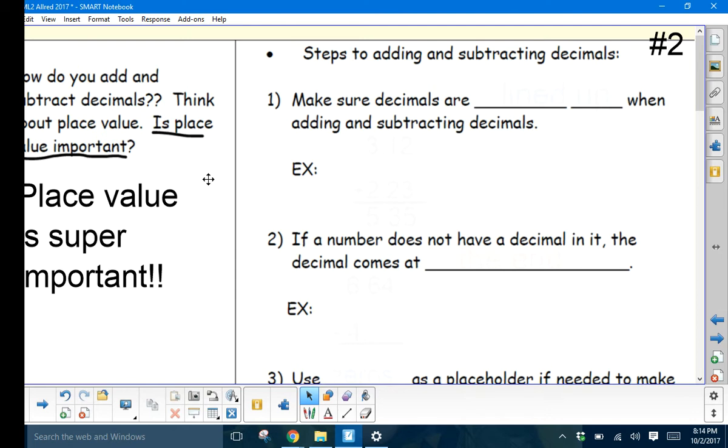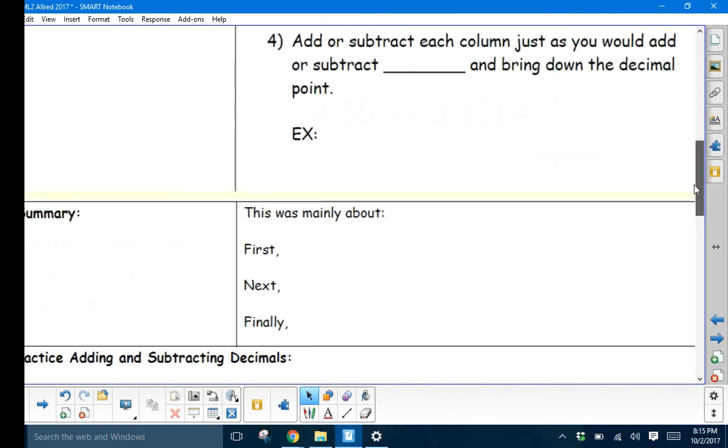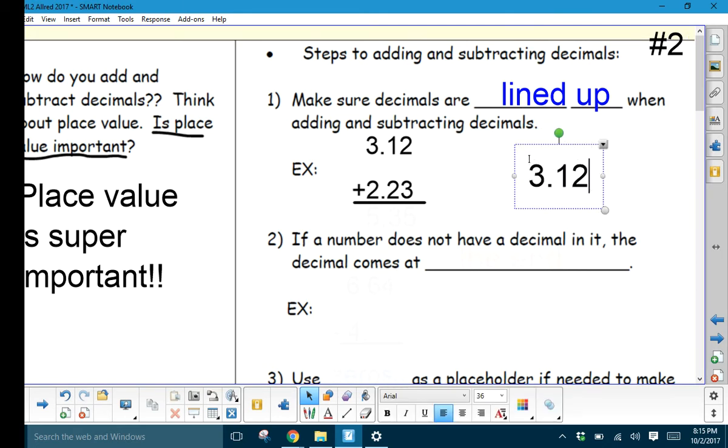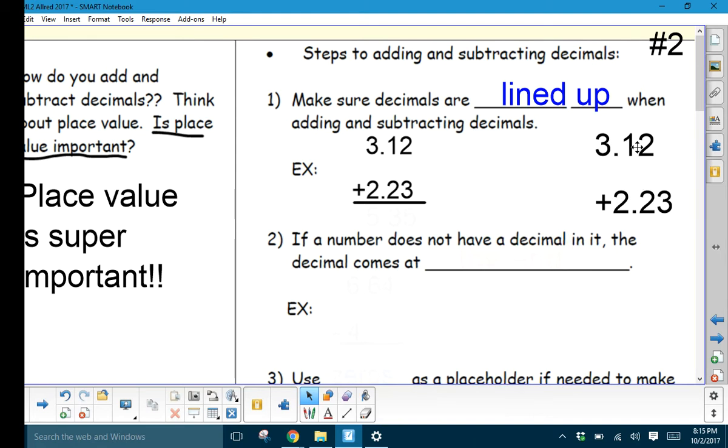So when we're adding and subtracting positive and negative decimals, I've got about 4 different steps that I need you to take. The first thing I need you to do is make sure your decimals are lined up when you're adding and subtracting them. For example, if you try to put 3.12 over 2.23 and you don't line them up like this, you're going to be very, very confused. That's not what you want to do.